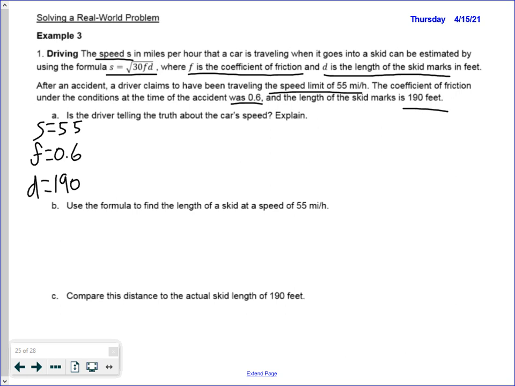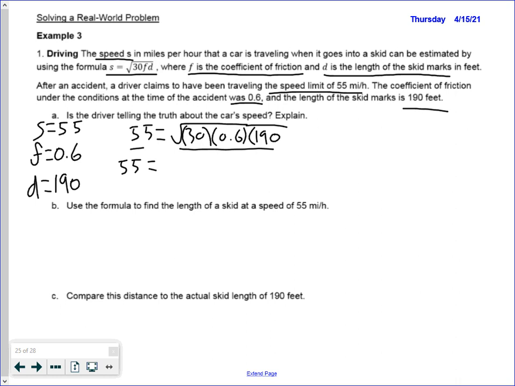So if he is telling the truth about the car's speed, we have all the variables. All we need to do is plug them all in and see if our S of 55 does equal the square root of 30 times 0.6 times 190. If 55 does equal that square root, then he's telling the truth. So we're going to solve this out.